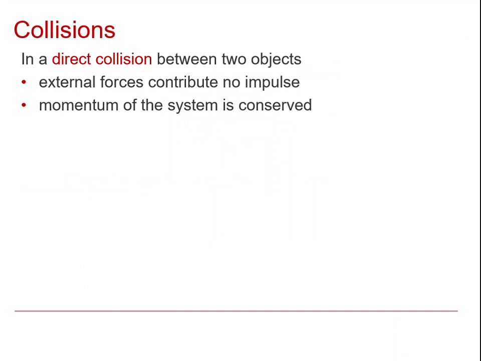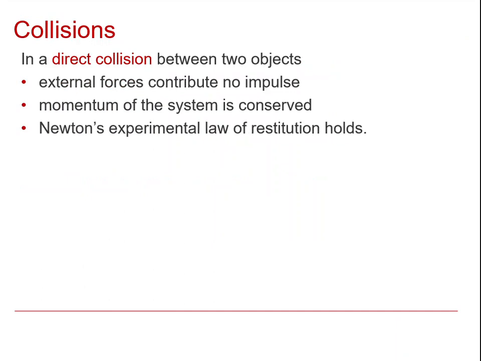The momentum of the system is conserved, though that follows from the previous point, because in effect we're saying that the external forces don't contribute to the system, so if we consider the system as a whole, its momentum must be conserved. Newton's experimental law of restitution holds. That gives us an additional piece of information to build into the model in order to perform calculations to estimate the outcome of particular collisions.